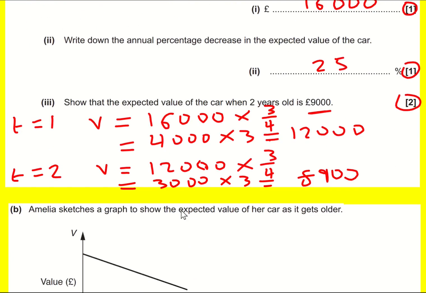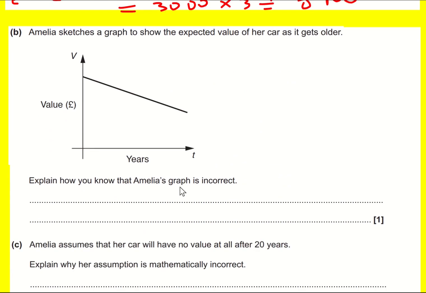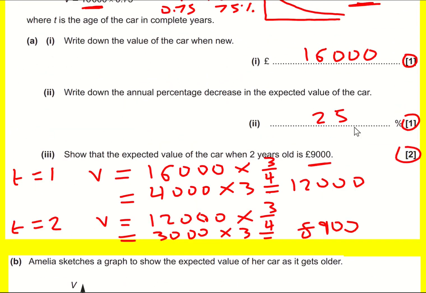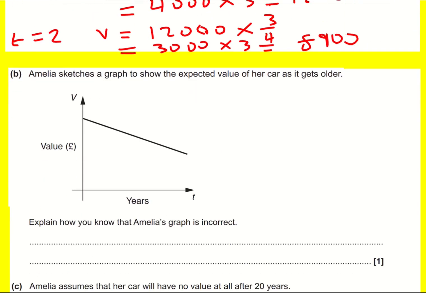Okay, I did say finally, but actually there's a part B to this question and a part C. So Amelia sketches a graph to show the expected value of her car as it gets older. Explain how you know that Amelia's graph is incorrect. Well, actually, I did hint at this earlier. Explain how we know it should not be a straight line. Okay, it's actually going to look a bit like this.